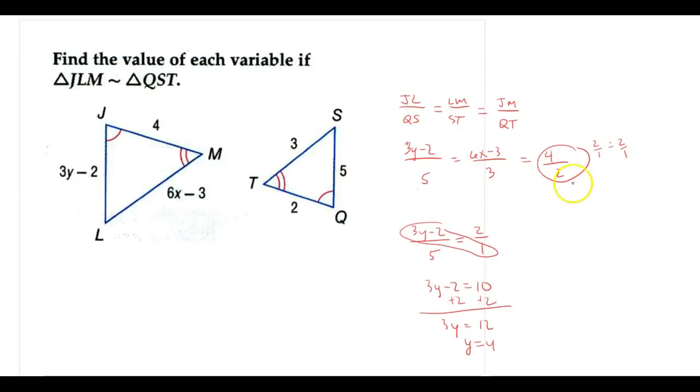Then I'm going to pull out the other ratio, 6x minus 3 over 3 equals 2 over 1. When I cross multiply, 6x minus 3 equals 6. So add the 3, 6x equals 9, x is equal to 9 over 6, which reduces to 3/2 or 1.5.